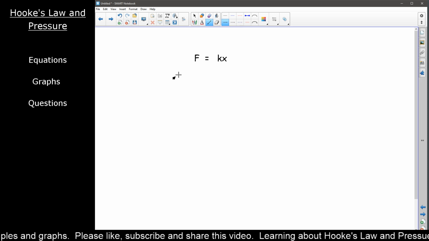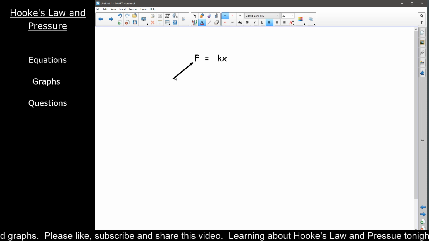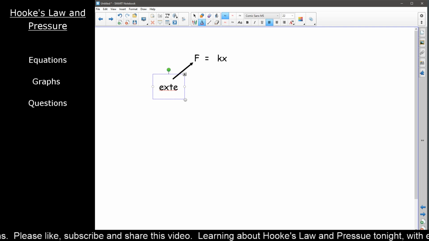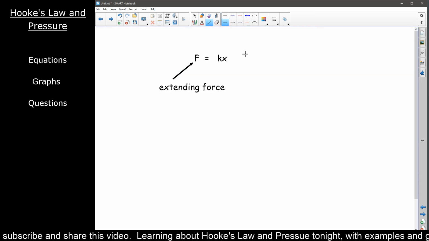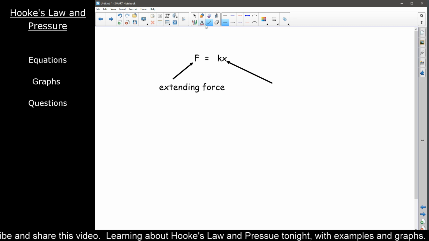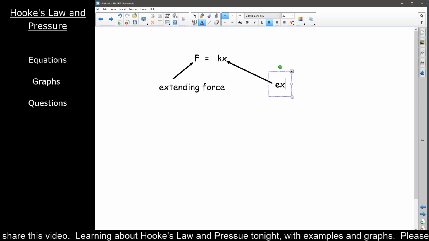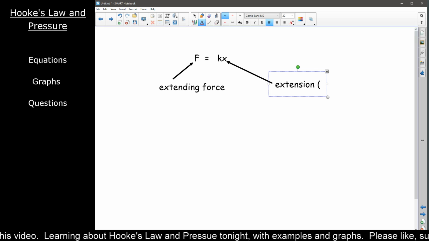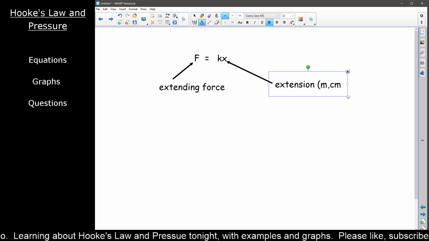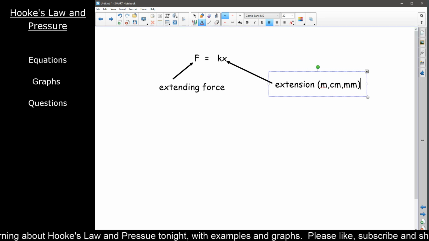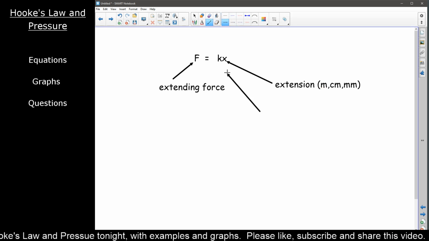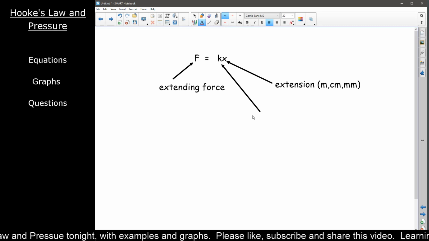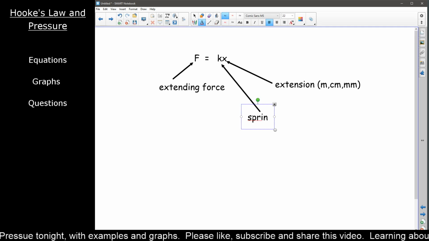All right, so this F here is your extending force, provided the thing's sitting nice and still for you. x here is your extension. And this can be measured in a variety of units. It can be measured in meters, centimeters, or millimeters, depending on the material that you're using. And then this bit in here, which is where all the magic happens, this is called the spring constant.